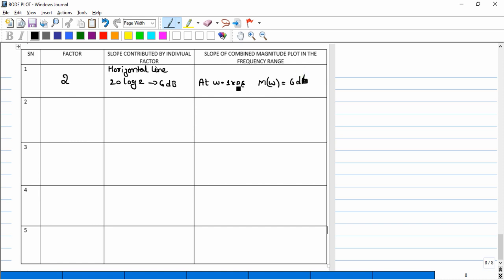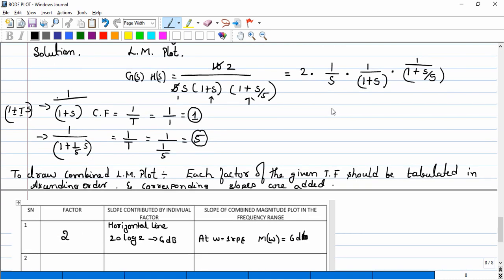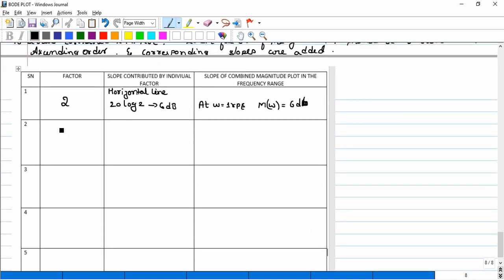Okay, so this representation I will show in the graph. A horizontal line should be drawn at 6 dB with reference to the 0 dB. So the first factor is done. The second factor is, as I said, in the increasing order we need to write, that is 1 by s. 1 by s is the second factor, and let me add one more, I will just make a correction here.